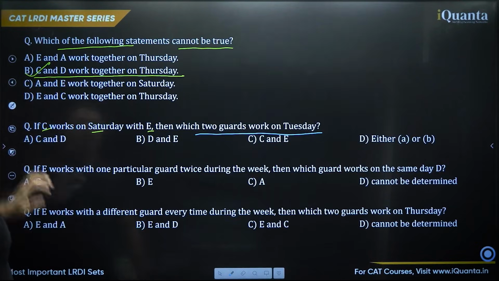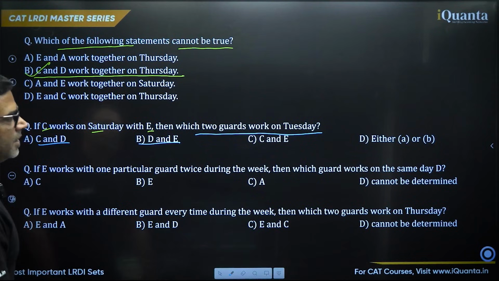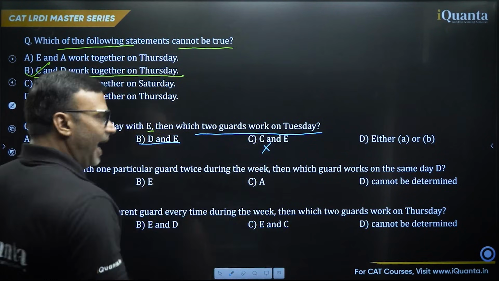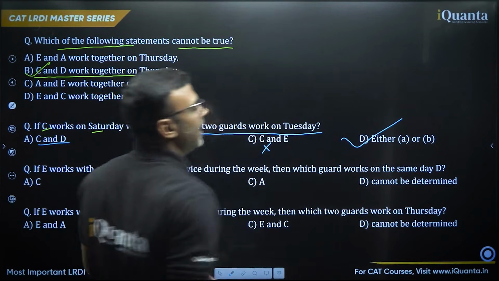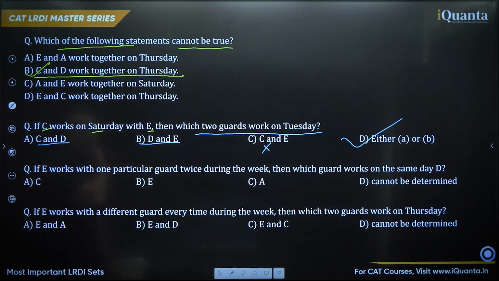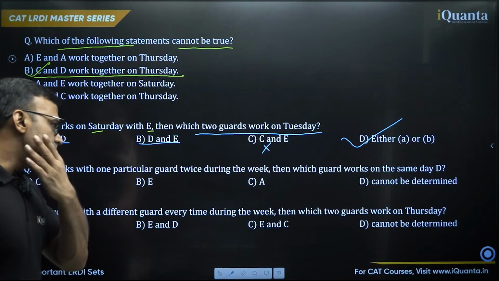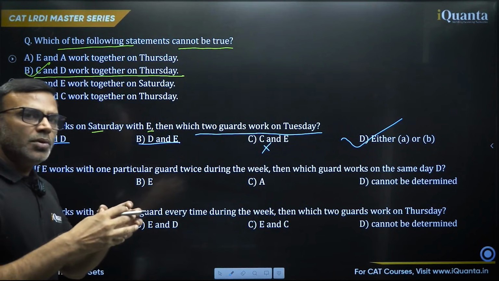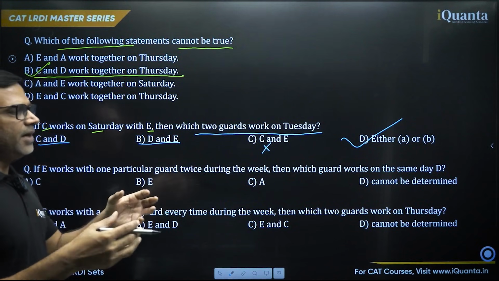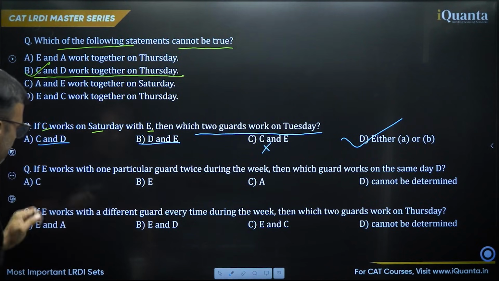Check the options. DC, alright, or DE. CE is definitely wrong. And yes, of course, option D is there. Either A or B. Nice. So it's a good question. It gives you a reason to put effort to expand your thought process. Okay. Let's look at the next one.